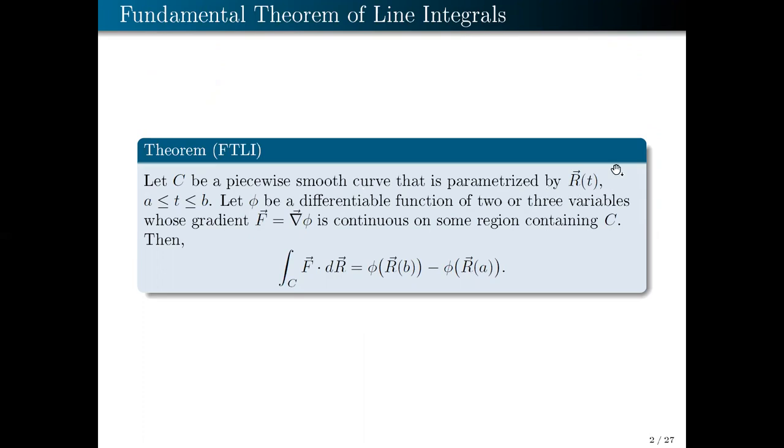that is parameterized by a vector valued function R of t, where t is between a and b. We also need a scalar function phi whose gradient f, so here f is the gradient of phi, is continuous on some region containing C. Then the FTLI provides a useful shortcut in computing the line integral along C of f dot dr, and we do it as follows. First, we evaluate phi at the terminal point, R of b, and subtract the value of phi at the initial point, R of a. So that's the first thing we need.